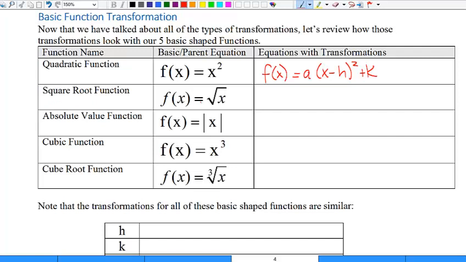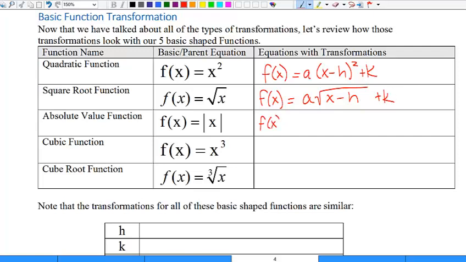The square root function, which the basic parent equation is f of x equals the square root of x, if I add some transformations on it, it'll look like a times the square root of x minus h. Notice the x minus h is underneath the radical, then plus k. Again, the a, h, and k are the same transformations as they were in the quadratic. A is reflection, stretch and compress, h is horizontal, and k is vertical.